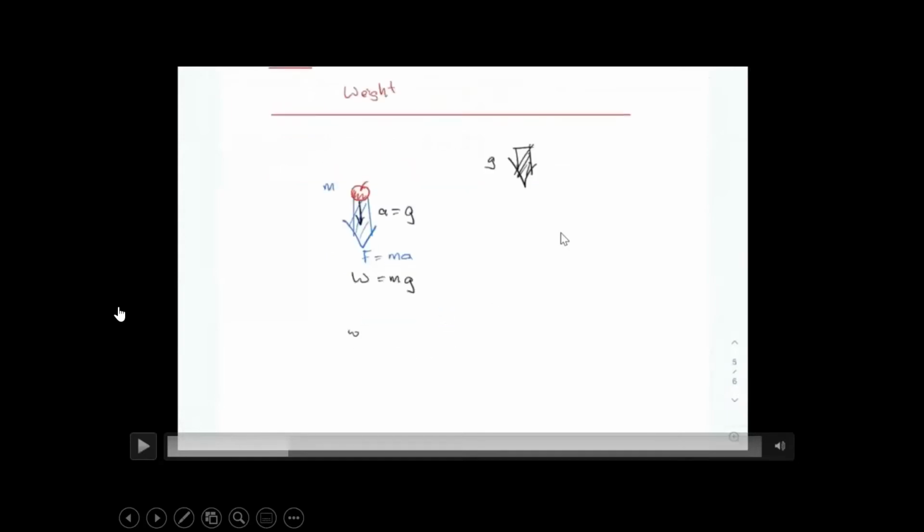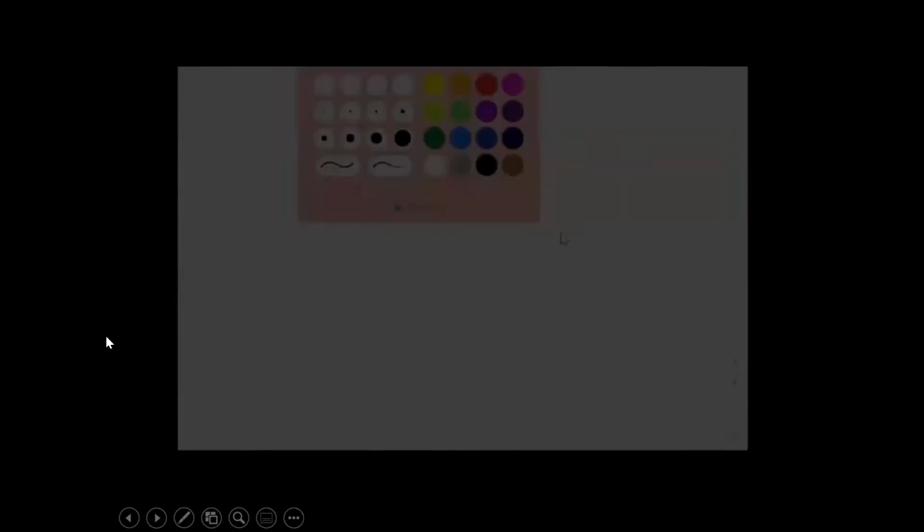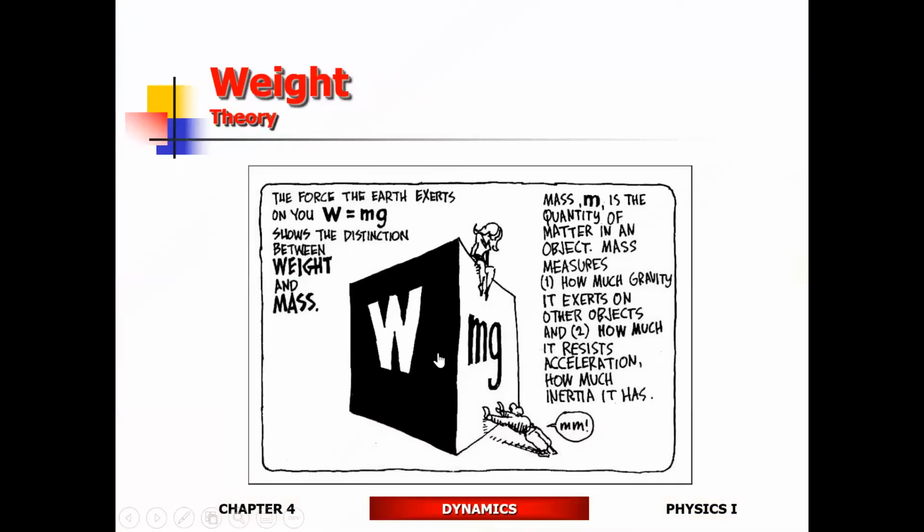So the gravitational force acting on an object is known as weight. So the measure of gravity becomes weight. W is your weight, m is your mass, g is the acceleration due to gravity, and that's it. Weight is mass times the gravitational acceleration.